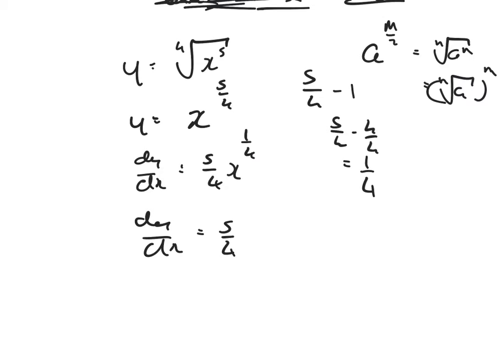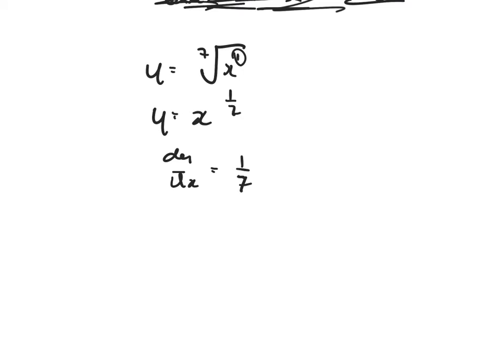That can now be written as 5 quarters of the fourth root of x. Okay, let's try another. So this time we're going to differentiate the seventh root of x. So remember that that is x to the power 1, even though I've not been told that in the question, I know that it is. That can now be written as x to the power 1 over 7.